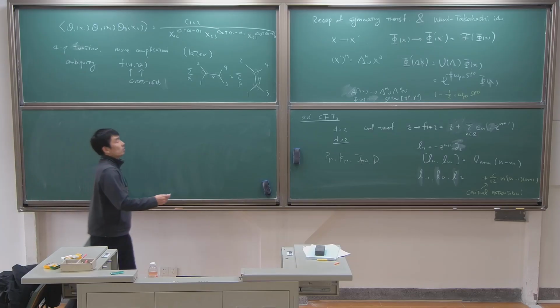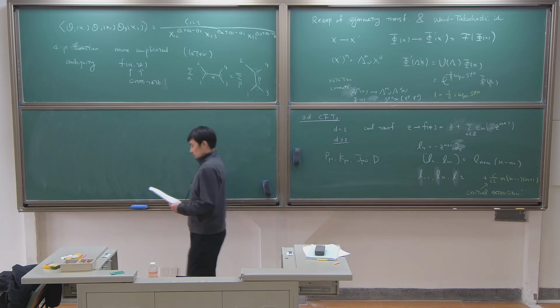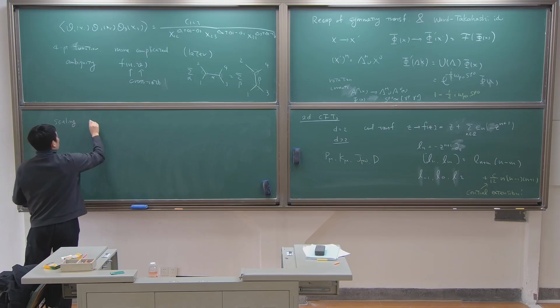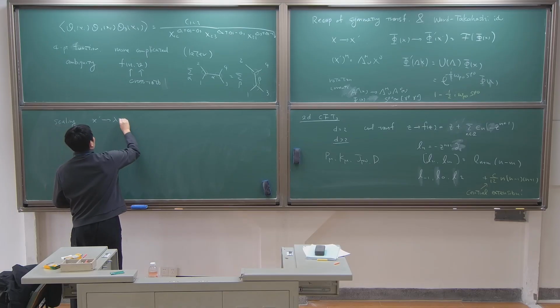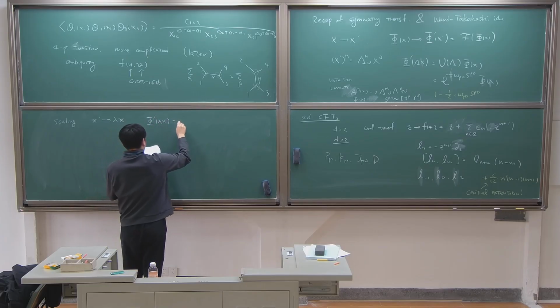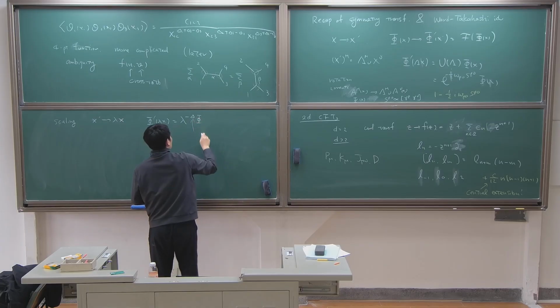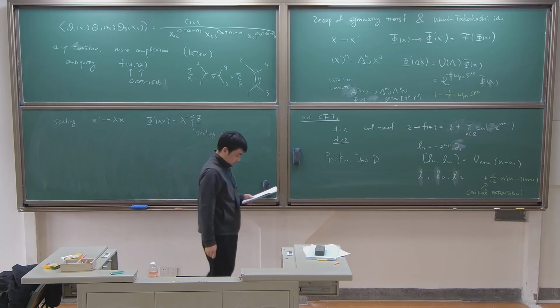This is the rotation or Lorentz transformation, and then the scaling transformation. Scaling transformation is like x prime mapped to lambda x. Then the field is transformed: phi of lambda x is transformed by lambda to the minus delta of phi. And we call this delta the scaling dimension.